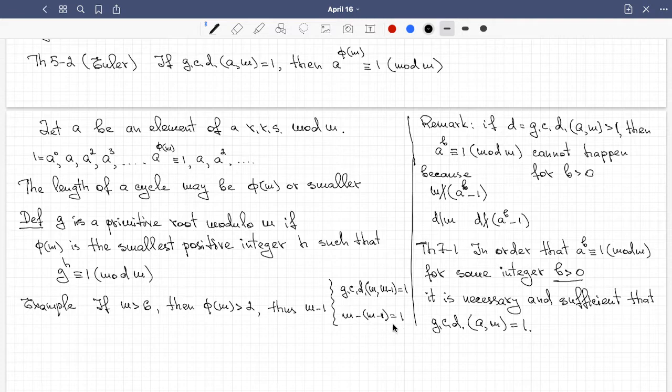Our greatest common divisor is, as you hopefully remember, the smallest possible positive linear combination. The smallest positive linear combination cannot be smaller than 1. In this case, we've got 1. So this is the greatest common divisor. Thus, m minus 1 is an element of reduced residue system modulo m. At the same time, for m bigger than 6, m minus 1 is not a primitive root.